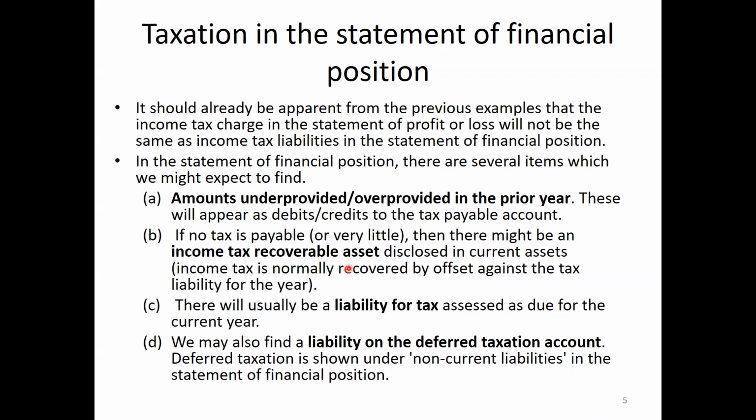So no tax because we have already paid more tax in the previous period. Due to that, we made deferred tax assets. So it can be recoverable, set off that. So then there might be an income tax recoverable asset disclosed in current assets. It means income tax is normally recovered by offset against the tax liability for the year. There will usually be a liability for tax assessed due, that means income tax payable for the current year.